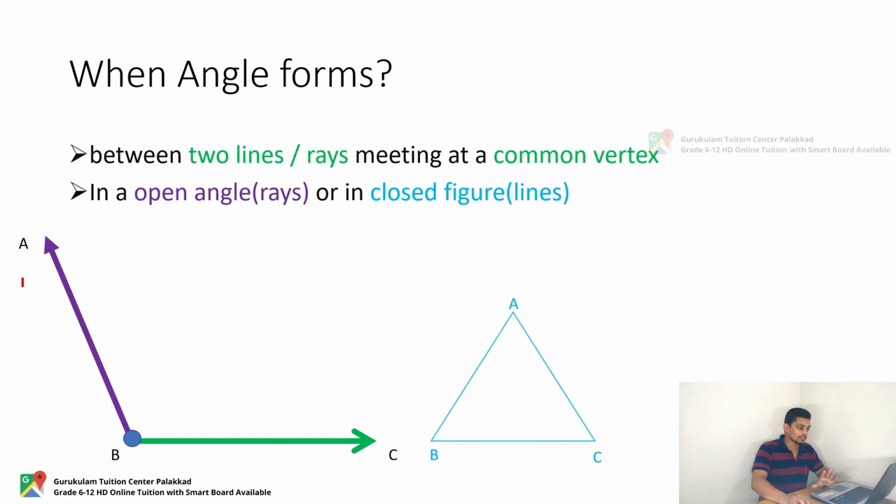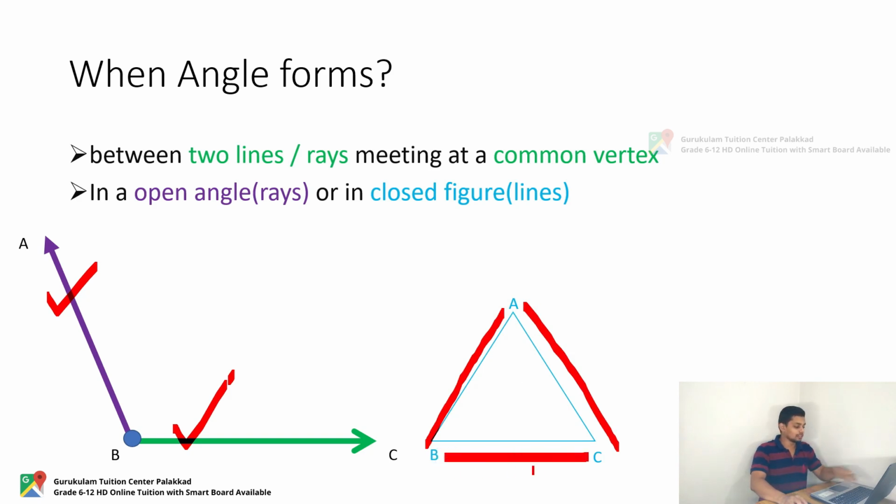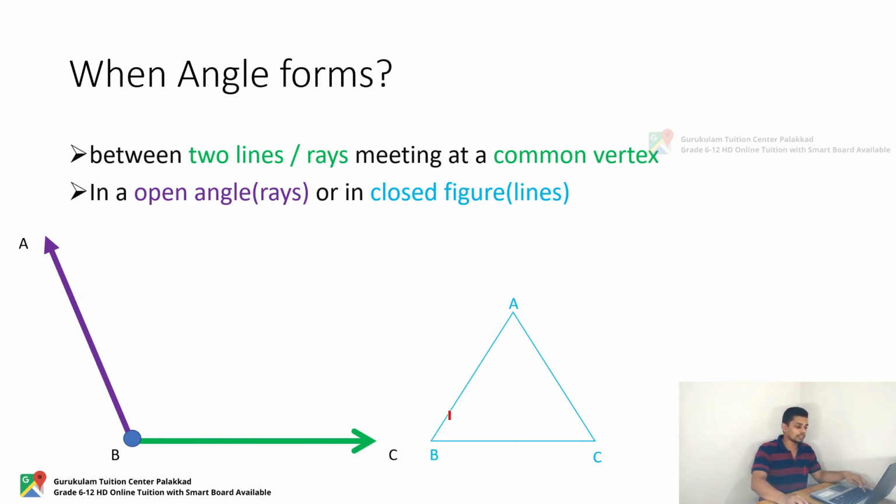Here we have two rays. But if the lines are making angles, it will mostly be in the case of closed figures. Just imagine we have a triangle here. A triangle has three sides: one is AB, another is AC and another is BC. So where are the angles forming? Here an angle is forming, here an angle is forming, and here an angle is forming. So in the case of closed figures we have lines, and in the case of open figures we have rays.